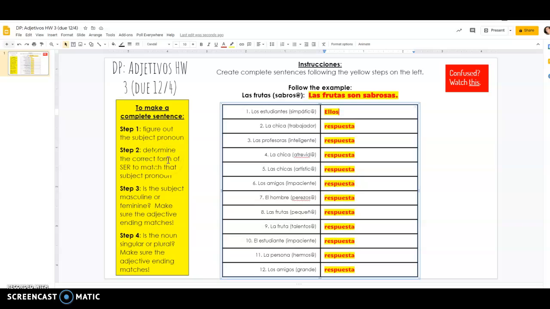Then step 2, determine the correct form of ser to match that subject pronoun. The form of ser that goes with ellos, I know, is going to be son, right? So if you remember, soy, eres, es, somos, sois, son. Those are all of the forms.